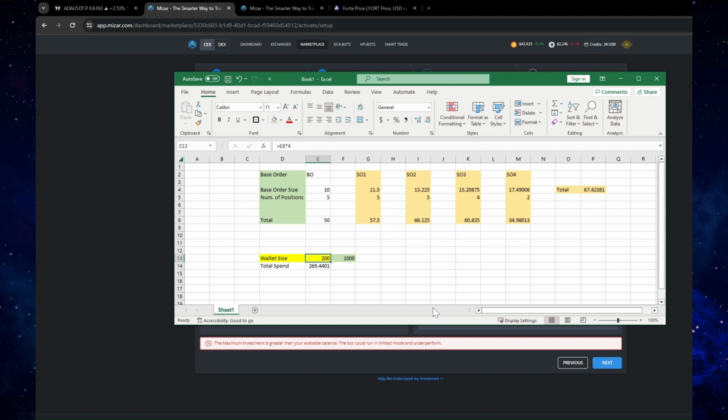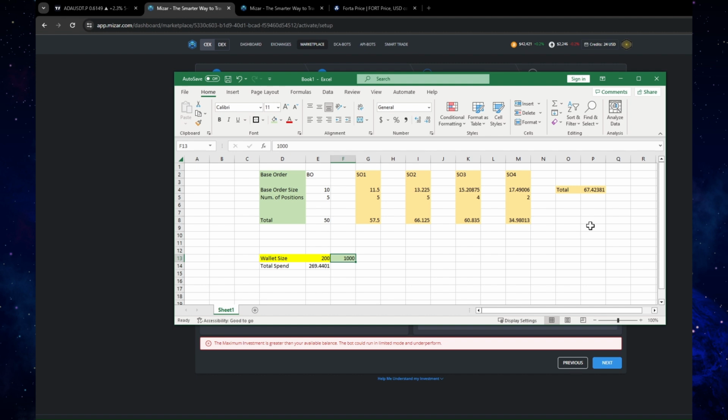So if you had 200, that would not have been enough. So you would not be able to open some of the safety orders. You would not be able to buy the lower price, right? You would just have to wait it out. Nothing dramatic would happen, but you'd have no USDT left. You would just invest in the coins and you would have to wait it out. But if you had 1,000, yeah, all of the safety orders would be filled, would be fine. You could even fill some more if the price goes further down.